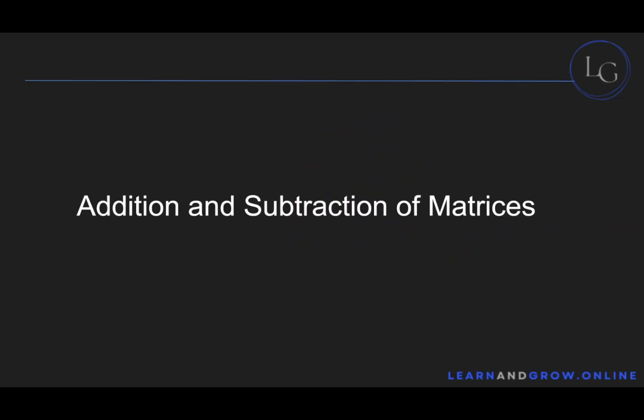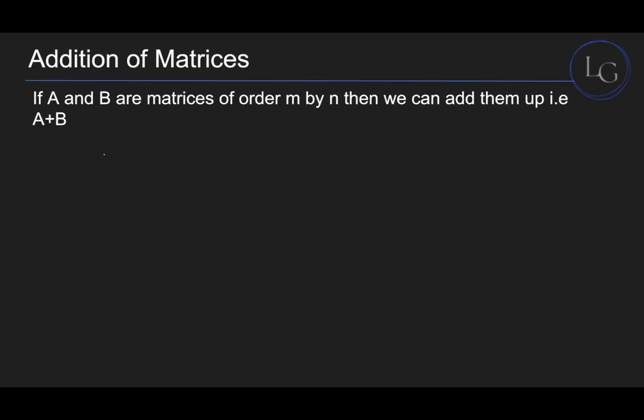Let's get started. So let's discuss the addition and subtraction of matrices. Now, the addition of matrices: if we have matrices A and B, and they both are of the order m by n, so they have the same order, the same number of rows and the same number of columns, then we can add them up, as in A plus B. So the order of A must be equal to the order of B. And that is the only requirement we have to add A and B.